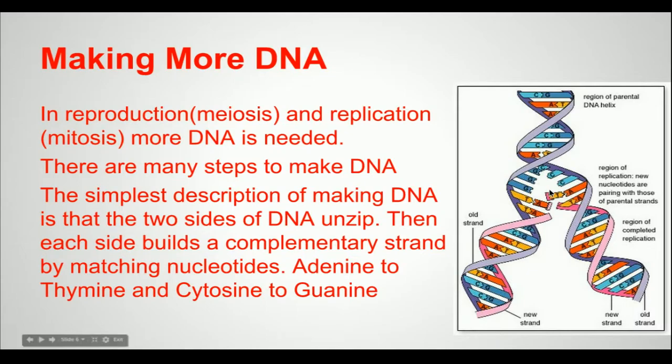So adenine to thymine, there's an adenine and a thymine, and you have cytosine and guanine. So we got a couple cytosine and guanine matches up in here. So as you can see, the DNA unzips, and then each side builds a complementary strand by matching nucleotides, giving you two strands where you originally had one. So you have one original, and you get two daughter or new pieces of DNA.